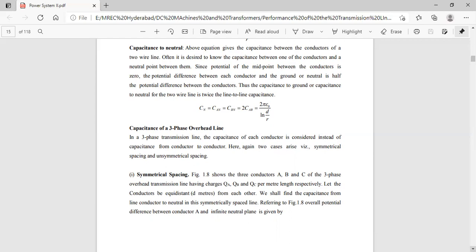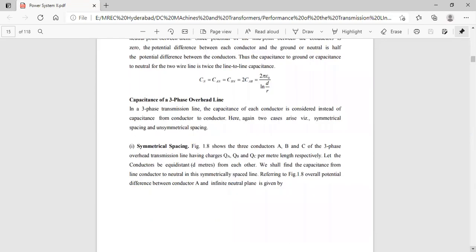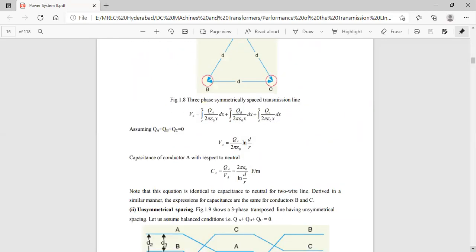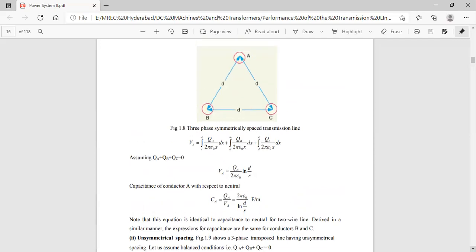Here also you have to assume the spacing between the conductors will be equal. So D is the spacing between each conductor: A to B, B to C, and A to C. Now the voltage VA is equal to integration from r to infinity of QA divided by 2 pi epsilon naught x into dx, plus integration from D to infinity of QB divided by 2 pi epsilon naught x into dx, plus integration from D to infinity of QC divided by 2 pi epsilon naught x into dx. Assume that QA plus QB plus QC is equal to 0 according to Kirchhoff's current law. Now, VA is equal to QA divided by 2 pi epsilon naught into ln of d by r.